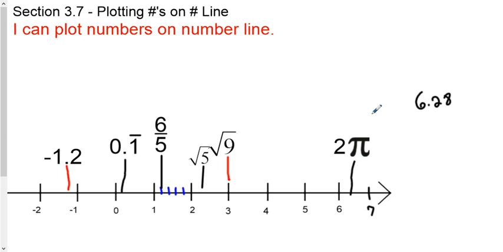It takes a little bit of work, especially if you're a little uneasy working with fractions or imperfect square roots, but the more that you work with this type of activity, the easier it gets, and that's what we need to do: just practice, practice, practice.